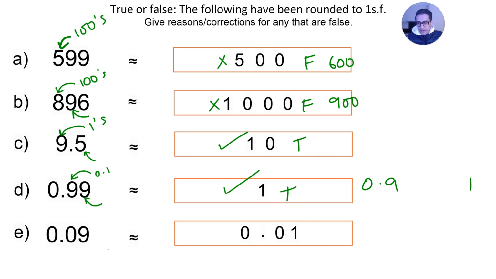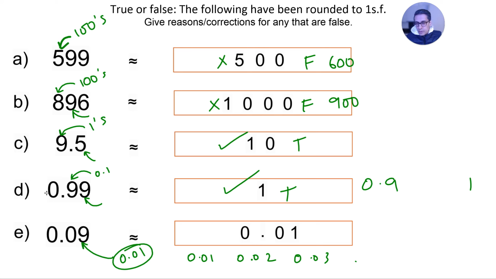0.09. Okay, first significant figure, first non-zero digit, 0.01. So we're rounding to the nearest 0.01. Now again, this is a common silly mistake. People will put this as their answer. This is not the answer. This is what we're rounding to the nearest. Something in the 0.01 times table. So it should be 0.01, 0.02, 0.03, and so on.